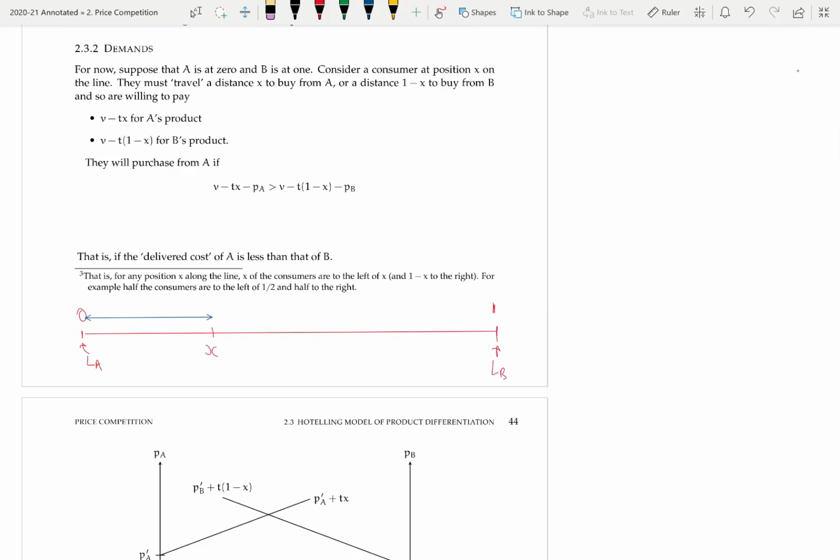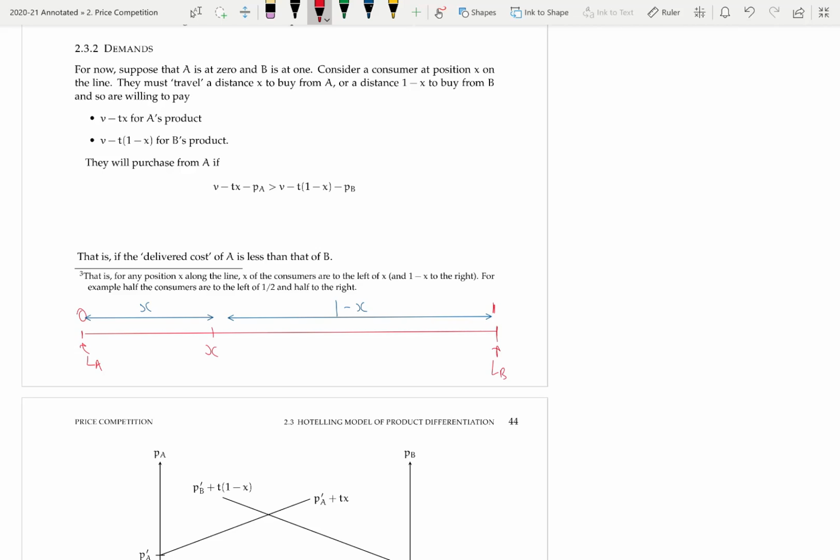In order to buy from A, they will have to travel a distance X. And in order to buy from B, this consumer will have to travel a distance 1 minus X. So this consumer will incur a travel cost of T times X to go to A, and therefore is willing to pay V minus TX for A's good. Whereas to buy from B, they will incur a travel cost of T times 1 minus X, and therefore is willing to pay V minus T times 1 minus X for B's good.